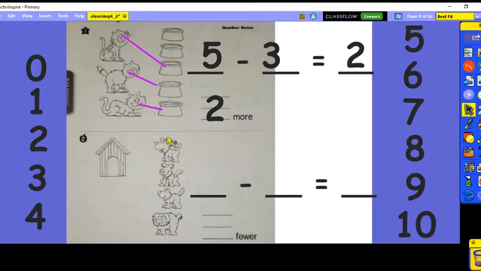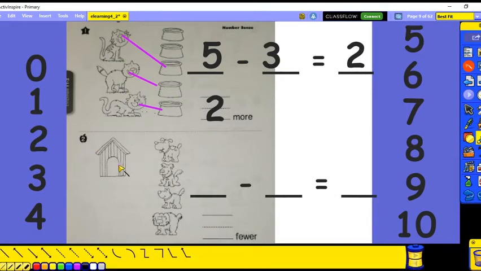Now, on the next one, it's asking how many fewer. Fewer. Now let's see, we've got dogs and a doghouse. So let's look. You can look at the picture and tell which one is more. Are there more dogs or more dog houses? There's more dogs, right? So let's match them up. That'll be super easy. Let me get my line.